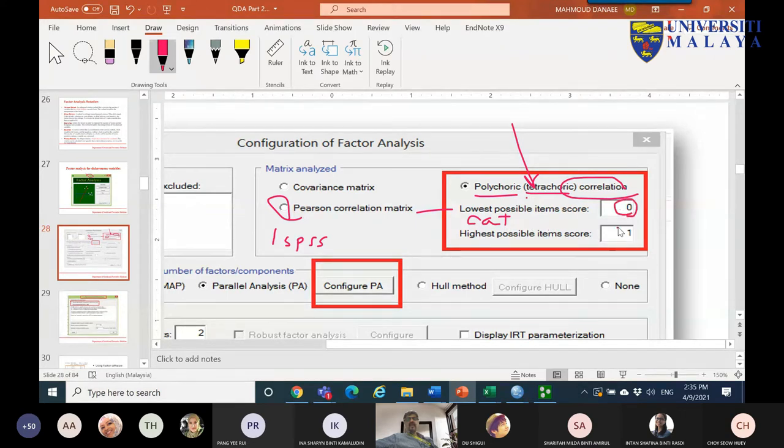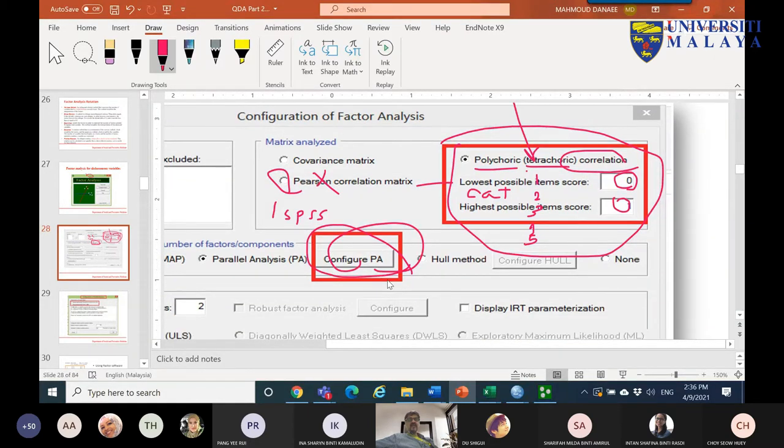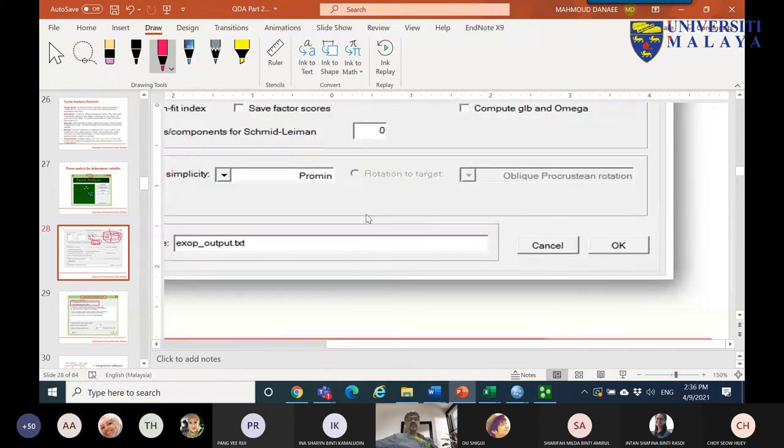Sometimes you have binary data, 0, 1, yes, no. Or sometimes you have ordinal data, 1, 2, 3, 4, 5. Both of them are not quantitative data. So that's why you cannot use the Pearson correlation. Another point is that this software does the parallel analysis concurrently. So you don't need to do the parallel analysis separately; you can do it all in one. You can do the correct bootstrap for categorical data and also the parallel analysis. Of course, there are several options for rotation.